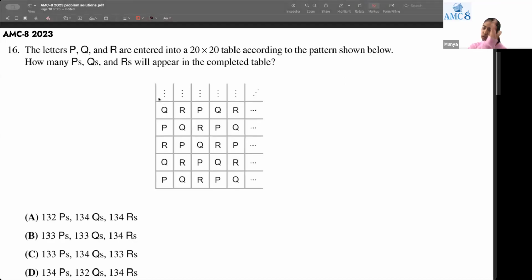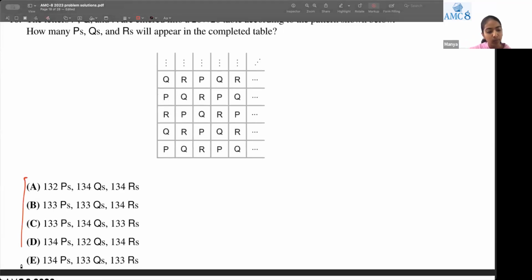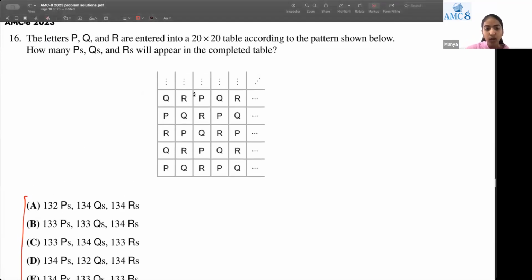So instead of making all of the 20 by 20 table, instead of continuing this pattern, since we don't know which way it'll go across, we can just look at this 5 by 5 grid right here, and we can just look at the answer choices and answer this question. So we can start by counting the number of letters in this 5 by 5 grid. So how many Q's will there be? 1, 2, 3, 4, 5, 6, 7, 8, 9. 9 Q's.